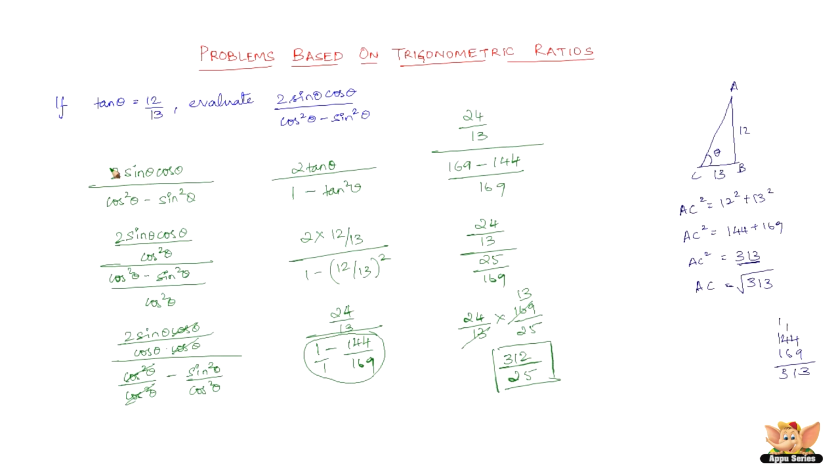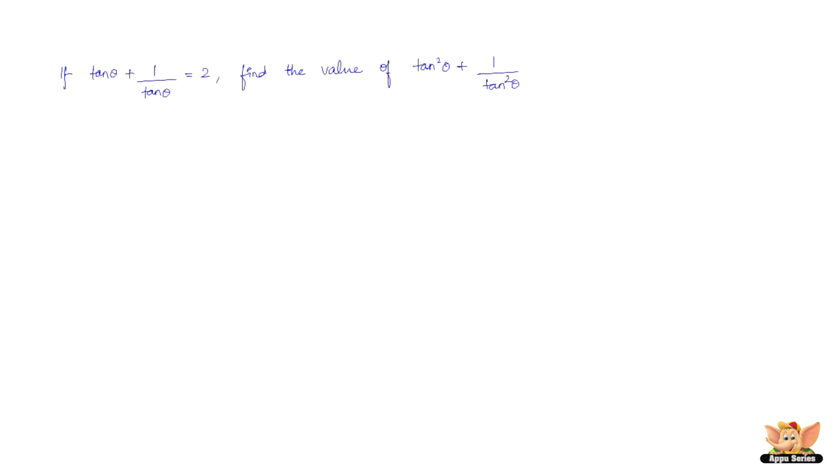So let us solve another problem. The question we have here is, if tan theta plus 1 over tan theta equals 2, find the value of tan square theta plus 1 over tan square theta. So what can you do? It is actually pretty simple. There is not much of trigonometry here if you notice it carefully, because we've done these similar kind of problems in the topic called factorization before.